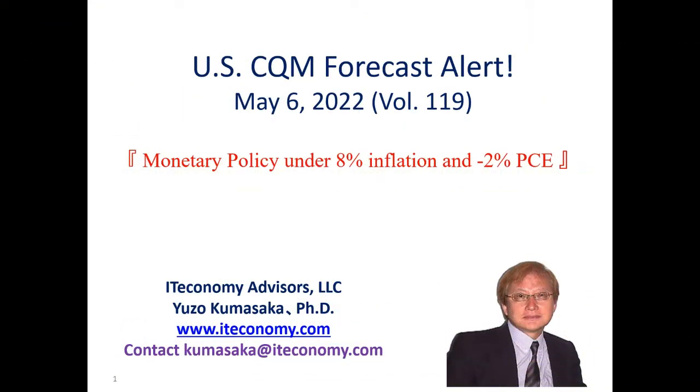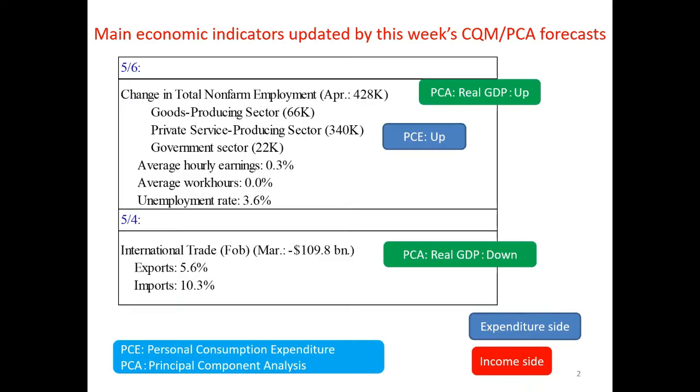This week's US CQM Forecast Alert is monetary policy under 8% inflation and minus 2% PCE. We have updated many monthly economic indicators this week. PCE has been revised upward due to increased employment in the service industry.